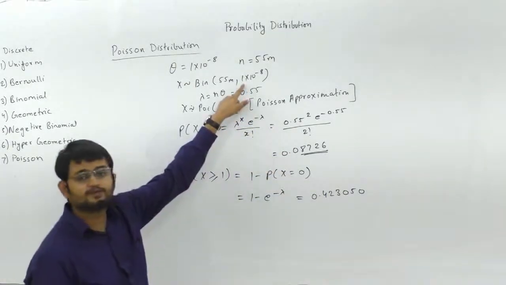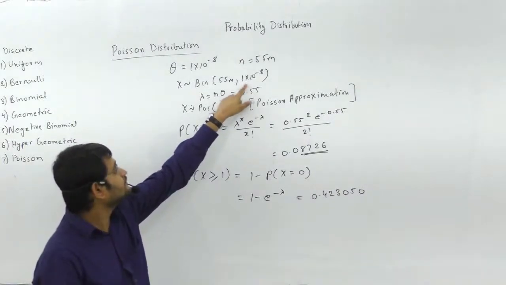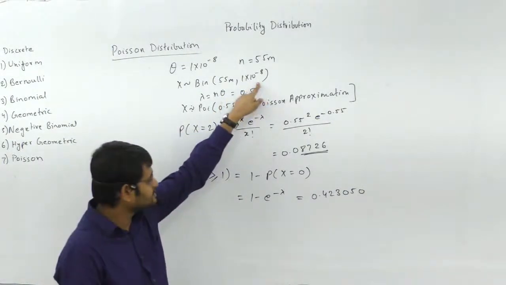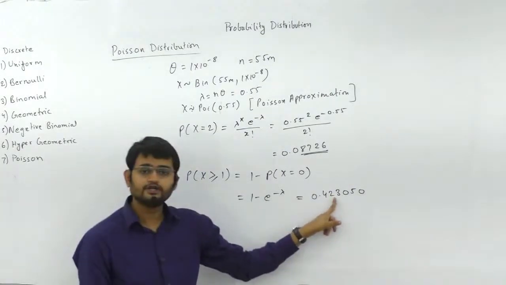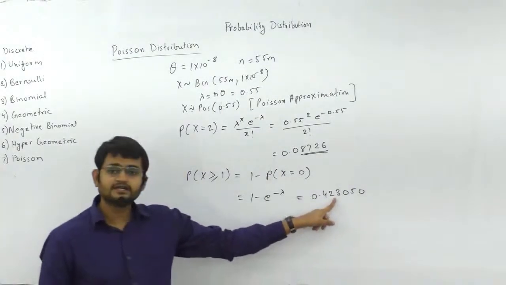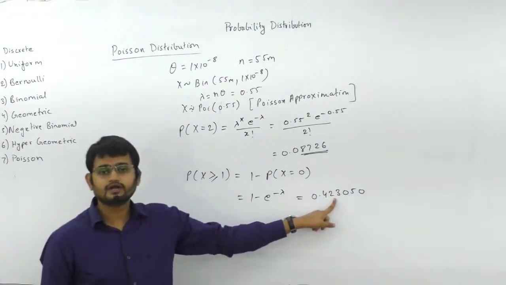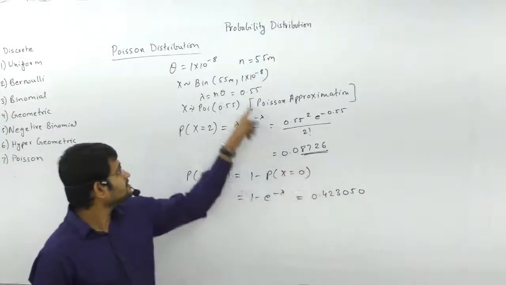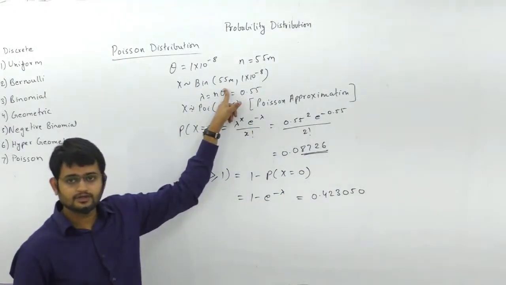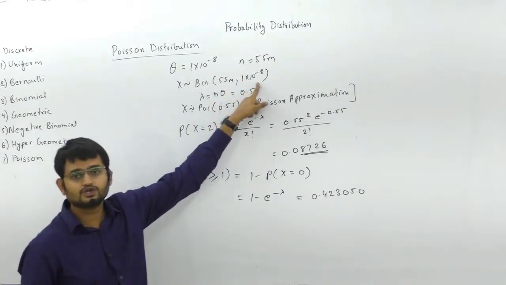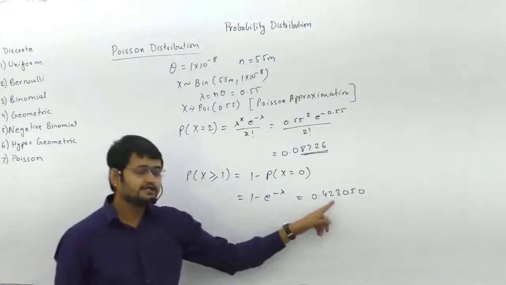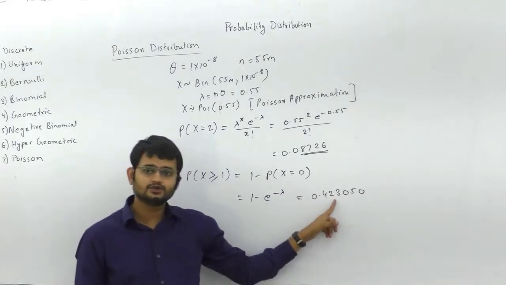Now, what does this actually signify? Even if each person dying has a very low probability, 10 raised to minus 8, still there is a 42% chance that at least 1 person is going to die due to a meteorite. Why? Because there are 55 million people. Each has such a low probability, still there's a big chance that somebody is going to die.